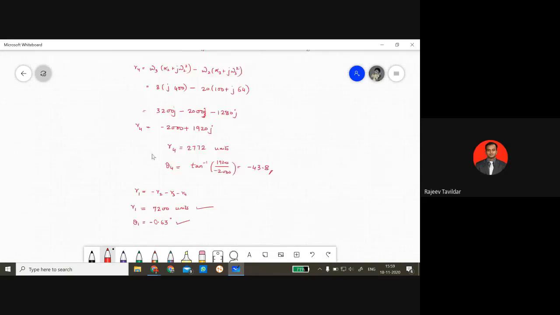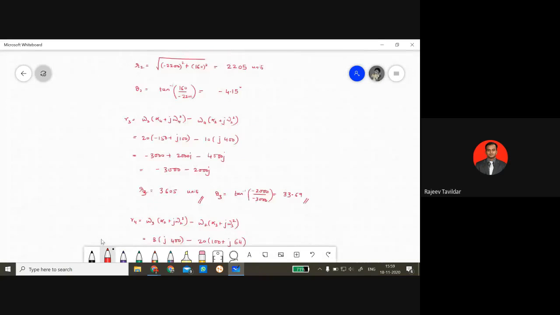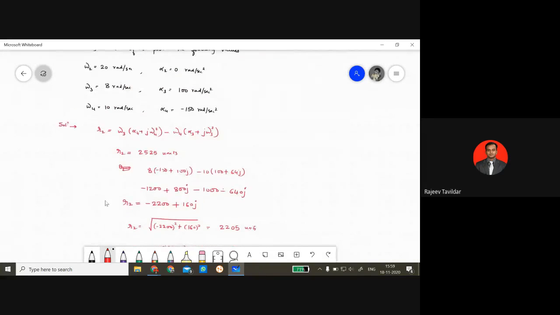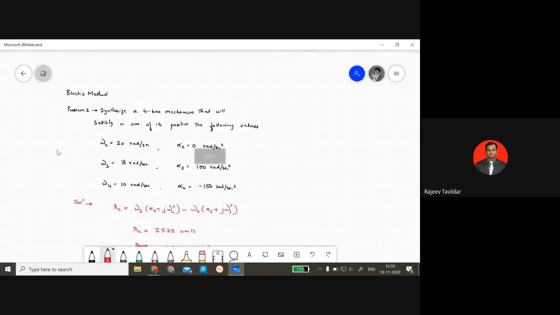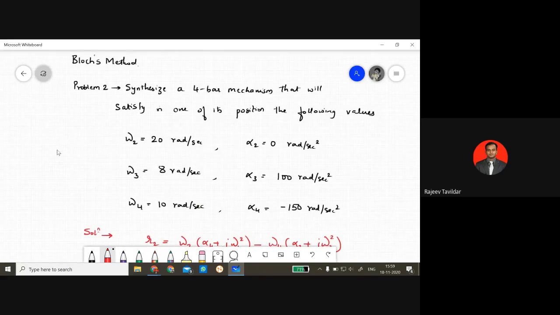So we have got all the four lengths and all the four angles by using Bloch's method. I hope you realize that now in Bloch's method, all I can do is change the values of these omegas and alphas and create one more problem. But the methodology and the solution for the equations are going to remain the same for whatever type of problem we have.